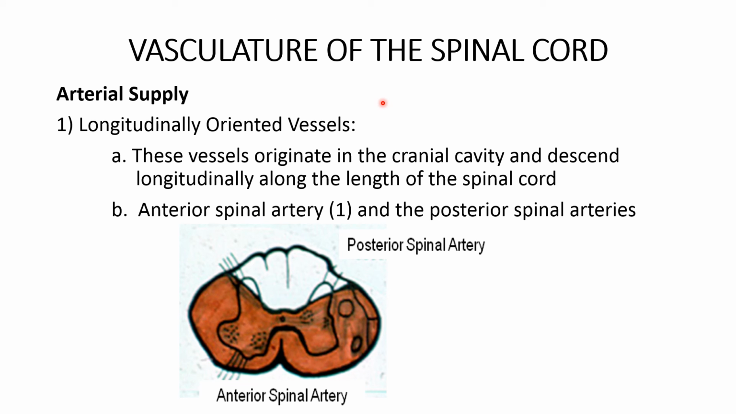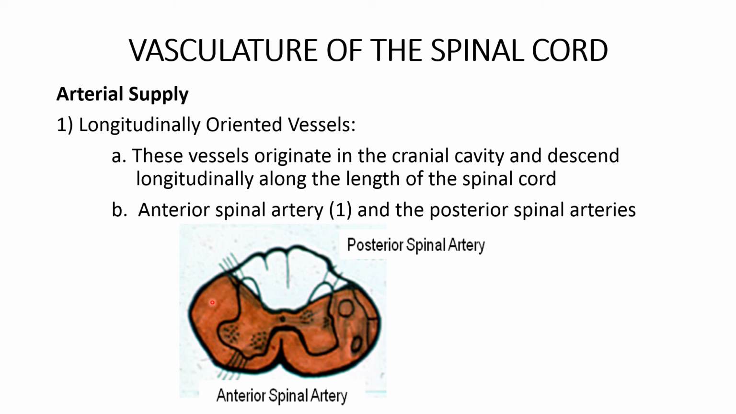We'd like to take a look at the vasculature of the spinal cord. The arterial supply comes from longitudinally oriented vessels, that is, vessels that are traveling the long length of the spinal cord. And there are two major groups of vessels. There's the anterior spinal artery that we see here, a single anterior spinal artery that sits right in this region between the two portions of the spinal cord, right at the midline.